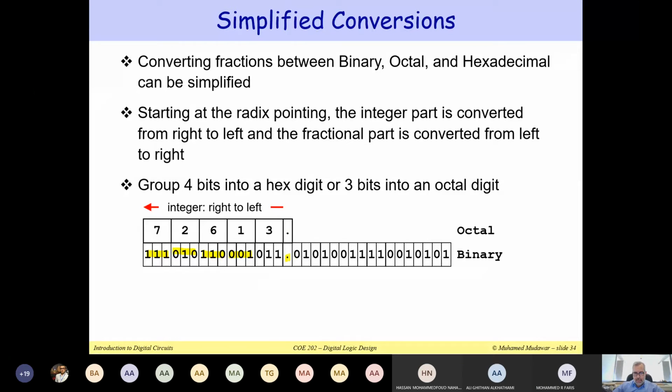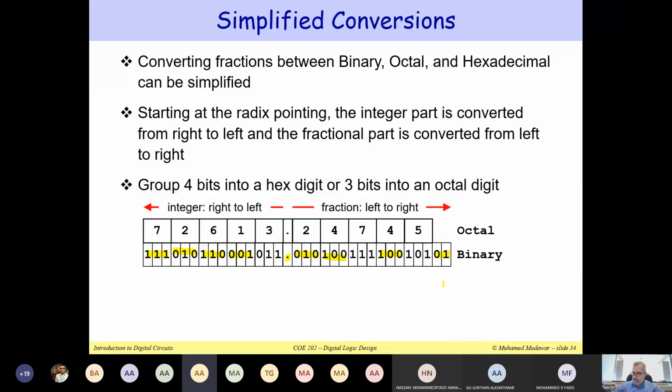In the case of the fraction, I'm going to start at the binary point and move to the right. 0, 1, 0 is just 2. So the fraction goes from left to right. So 2. Then I have 1, 0, 0, which is 4. Then 1, 1, 1 is 7. And 1, 0, 0, 0, then 1, 0, 0 is 4. And then we have 1, 0, 1, which is 5. Now here I have 0, 1.